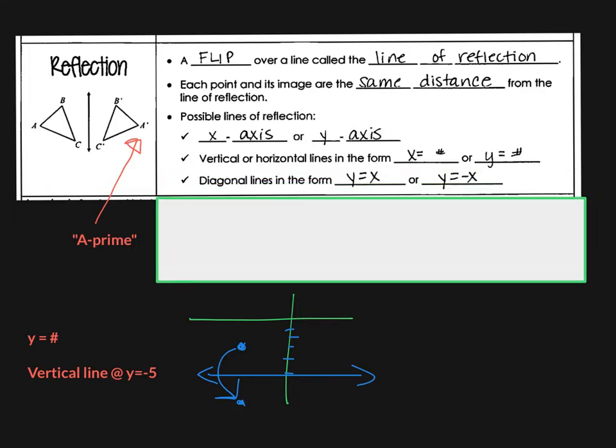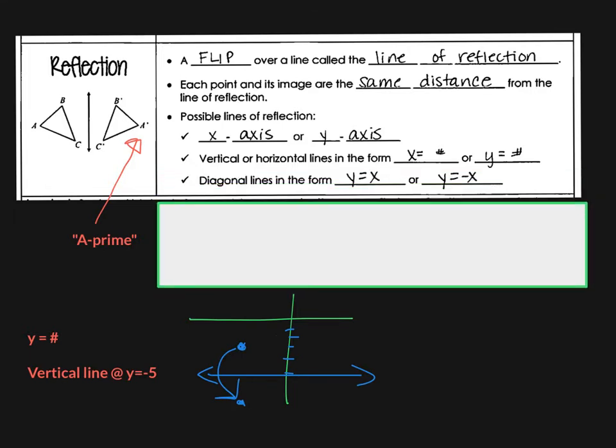Lastly, we could go across diagonal lines of y equals x or y equals -x. So just a rough sketch. Here's our y equals x. Maybe we had a point from over here, and it's going to go the same distance to a point over here. So maybe this was A, and now this is our A prime.